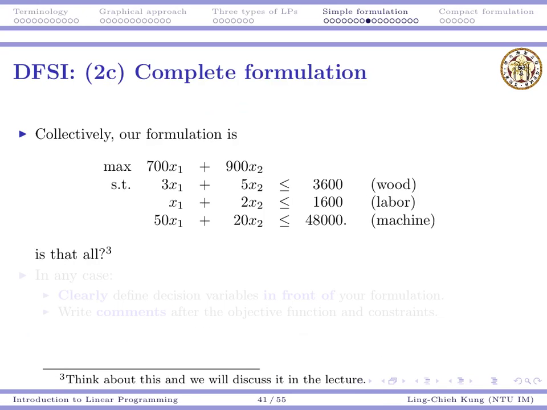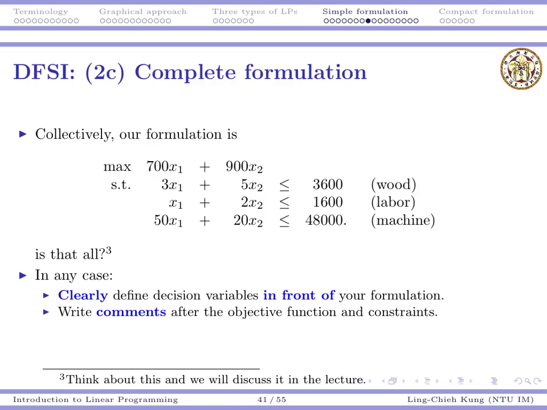Okay, so our formulation can be found by collecting the objective function and the constraints in a representation according to the variables. We want to maximize our sales revenue subject to a wood constraint, a labor constraint, and a machine time constraint. Okay, here I pose the question: is that all? Think about this. There may be something missing in this formulation. Think about that.